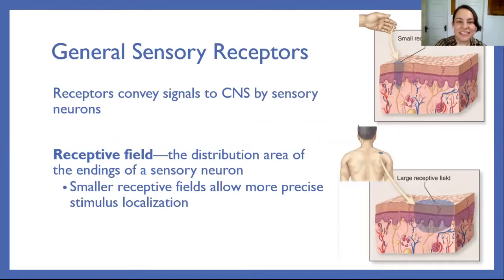All right, so our general sense receptors are conveying signals to the central nervous system by sensory neurons. Now, what we call the receptive field comes into effect. This is the distribution area of the endings of those sensory neurons. Some, like on your fingers or your hands, have a very small receptive field. That way, we can really locate any touch that comes on our hands. Other areas, like your back, have a very large sensory receptive field.